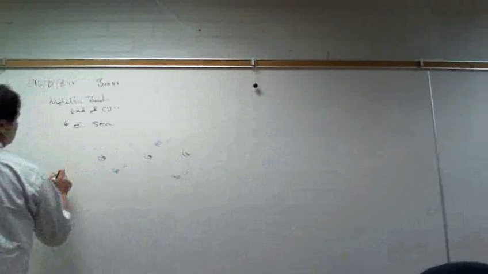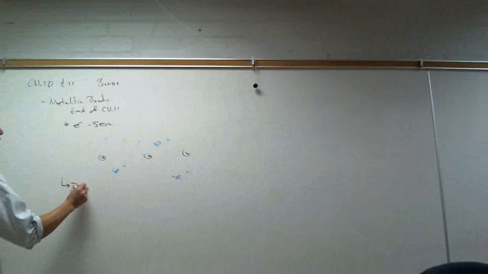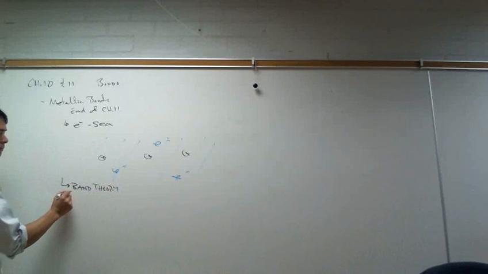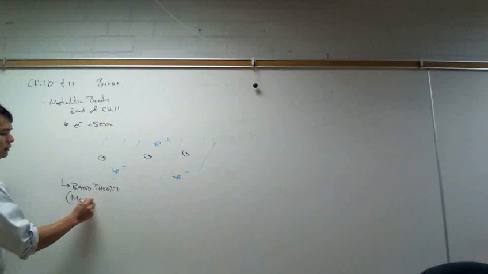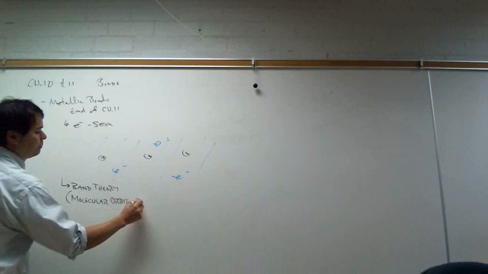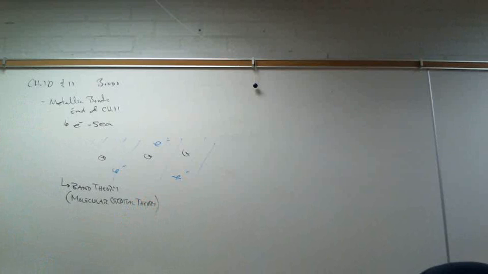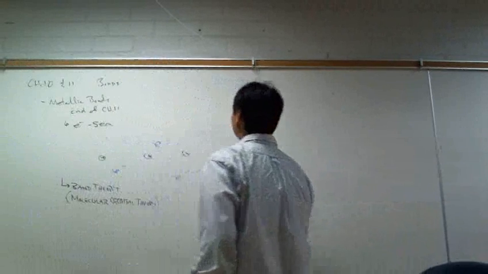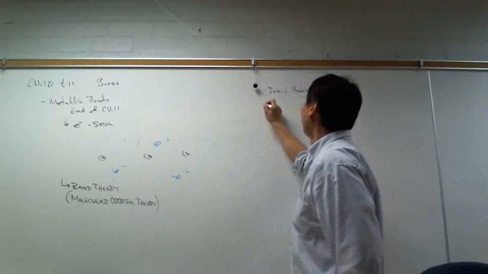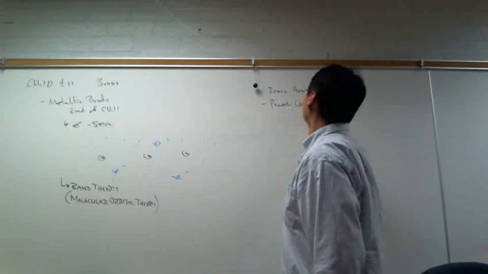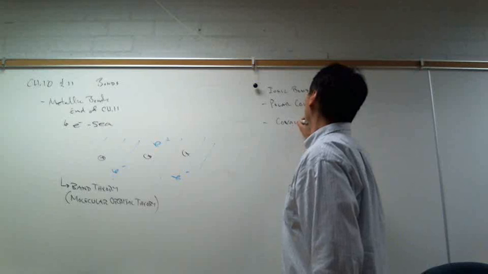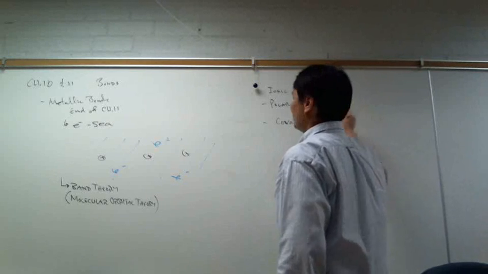We're also going to look at band theory. Band theory comes from something called molecular orbital theory. And so we'll talk about that at the end of chapter 11. And so we have metallic bonds, we have ionic bonds, we have polar covalent bonds, and we have covalent bonds. Let's take a look at these three together.